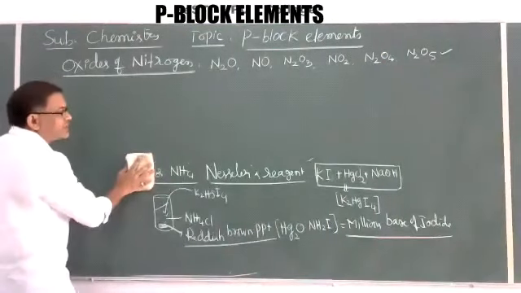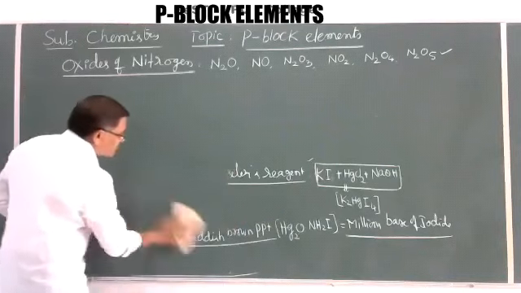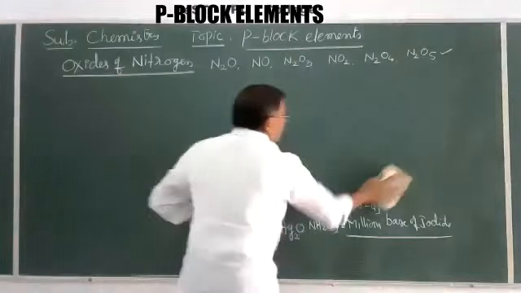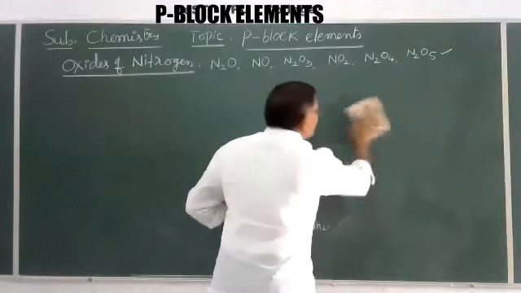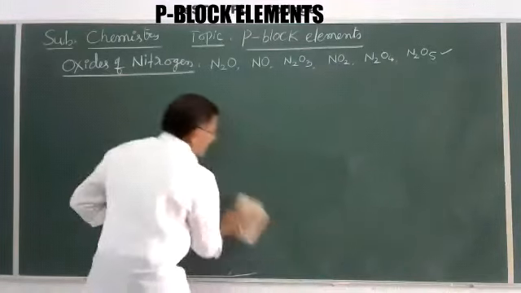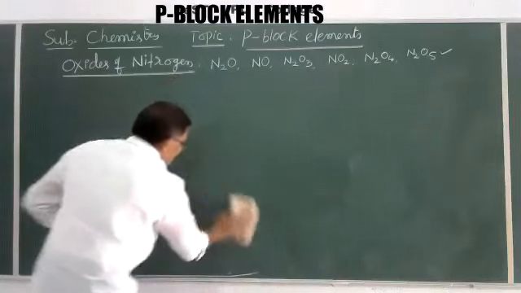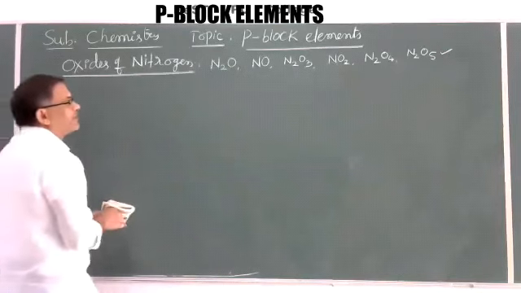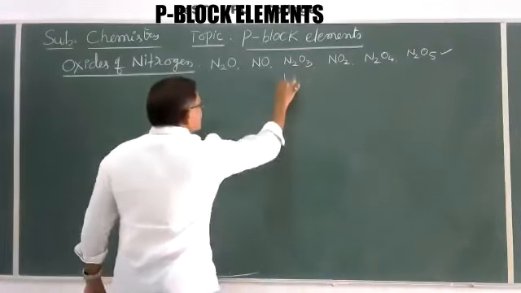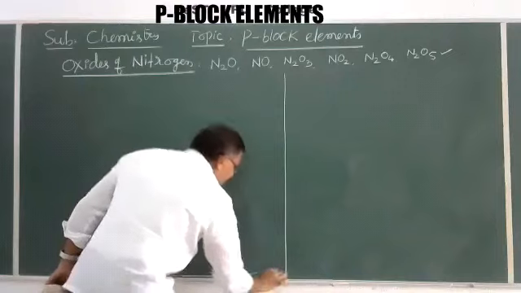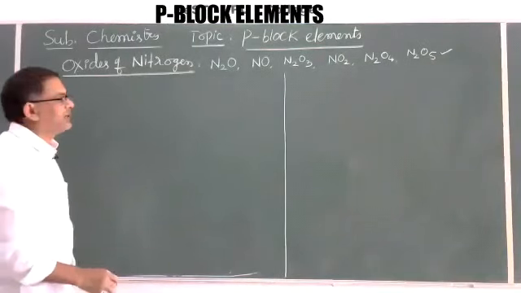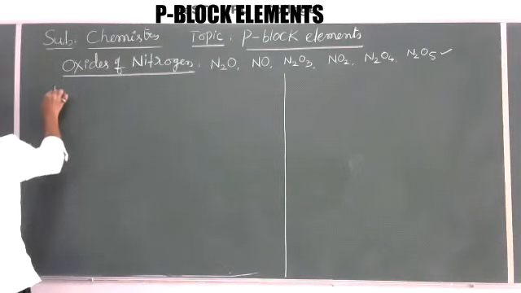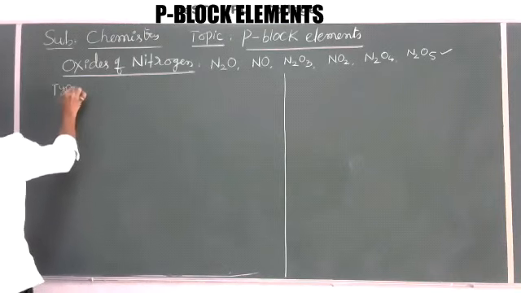So I'll create an important table for this: complete preparation, oxidation state, and nature of these corresponding oxides of nitrogen, each and every one, with preparation methods and everything. Better you make a table, an important table, and read the same table; that is useful for PUC as well as for objective. First one is the type of oxide.